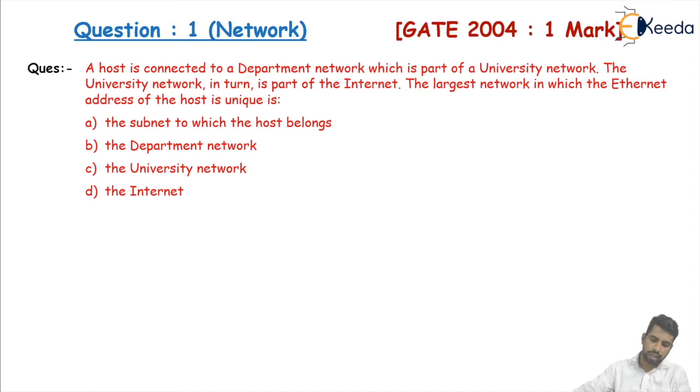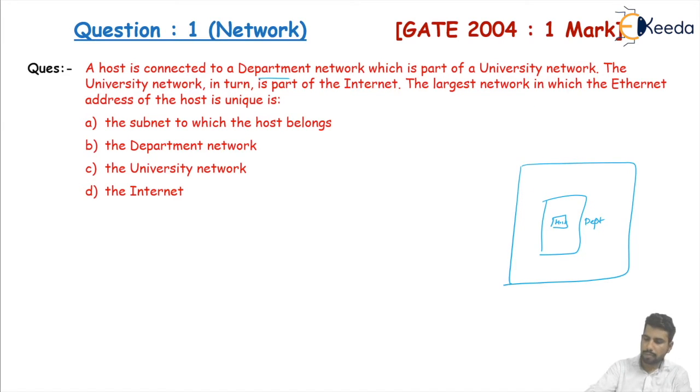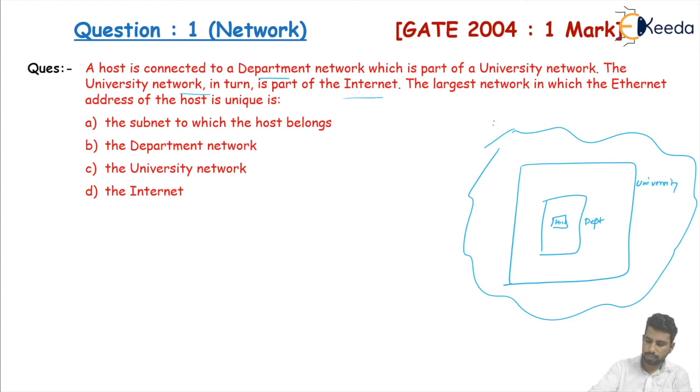A host is connected to a department. Here we have a host, which is a machine, and it is connected to a department. This department is a part of a university, and the university network is a part of the internet. This is our internet. The question asks: the largest network in which the Ethernet address of the host is unique.